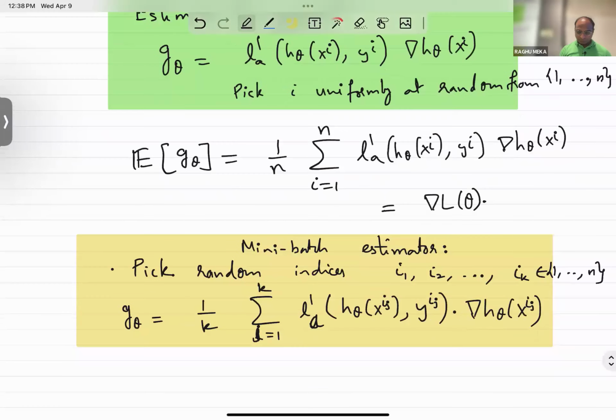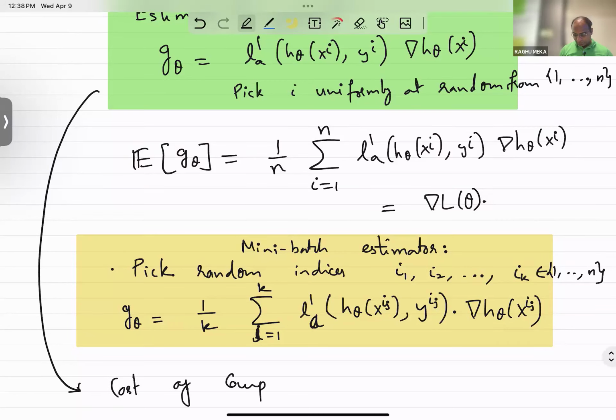Okay. So what did we win here? What's the cost of computing g theta? So what's the cost of computing this estimator now? We just have to do one evaluation, right? So that's basically O of d, which is great. We're saying we dropped from n times d to O of d. That's the biggest win. Okay.